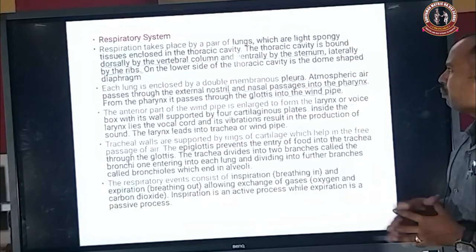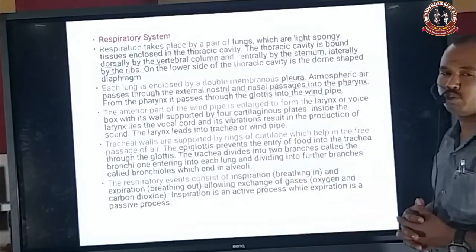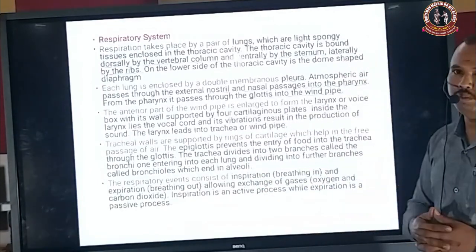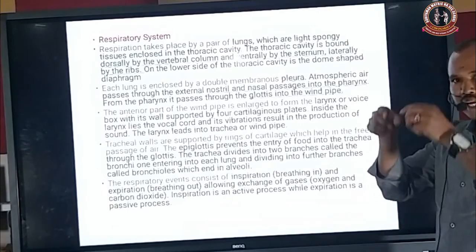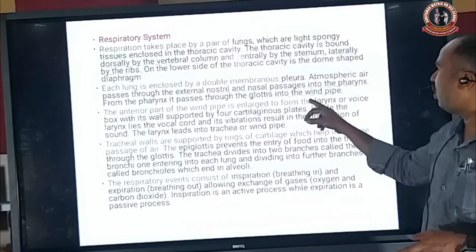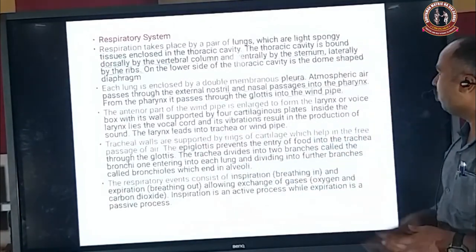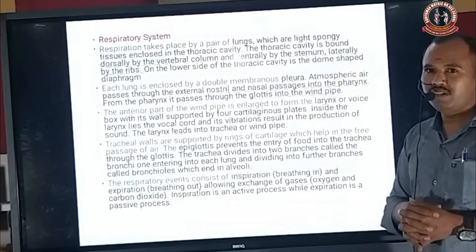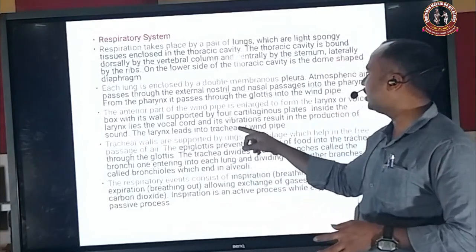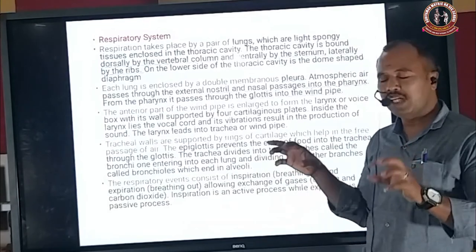The atmospheric air passes through the external nostril and the nasal passage into the pharynx. From the pharynx, it passes through the glottis into the windpipe and then the bronchi, which are connected to the lungs. The anterior part of the windpipe is enlarged to form the larynx, or voice box, with its wall supported by four cartilaginous plates. With the help of that, they make sound. Inside the larynx lies the vocal cord, and its vibration results in the production of sound. It is similar to human beings.